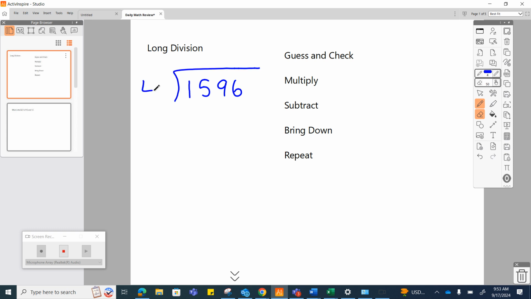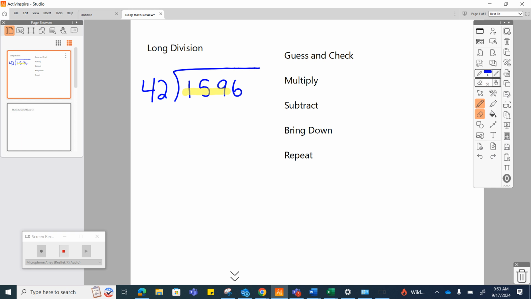So to start, 42 does not divide into 1 because 1 is smaller than 42. 42 does not divide into 15 because 15 is smaller than 42. But, use my yellow here, 42 does divide into 159. We have to try to guess and check how many times. And so I'm going to do my guess and check right now in red.